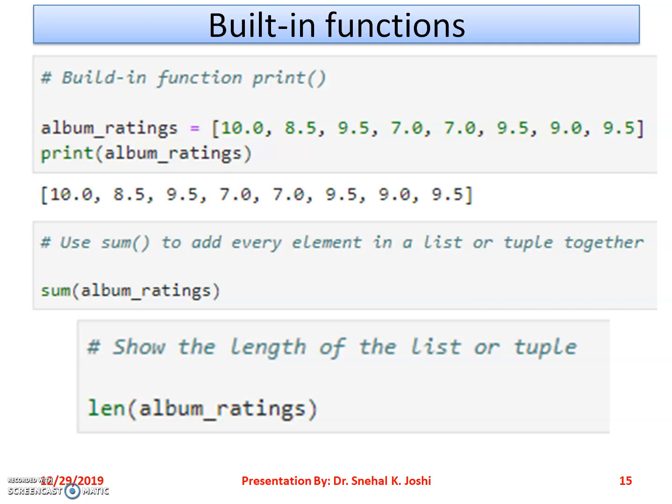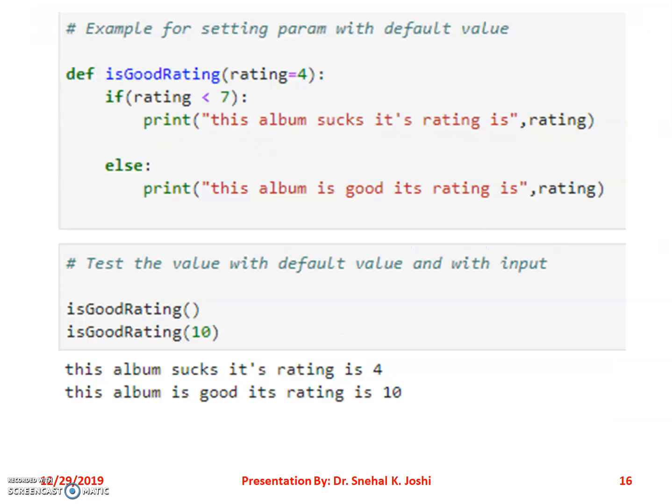Let us go through some important predefined functions here. The first one is the print function. Another function is the sum function. It adds all the elements in a list or tuple. And another one is the len function. The len function returns the length of a list or a tuple. We can also set a default value for arguments in a function. Here is an example. This function parameter rating has been assigned the default value 4. You can pause this and go through the example, and you can also execute it on your own using Spyder.